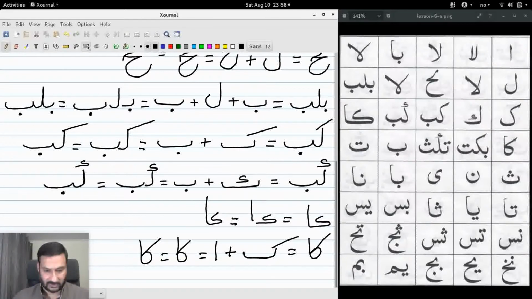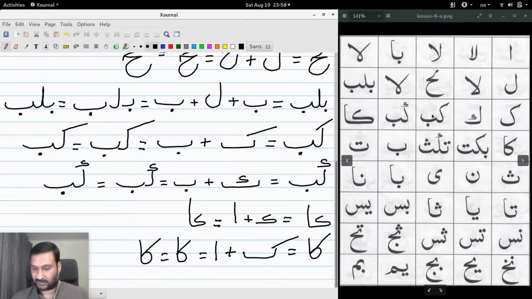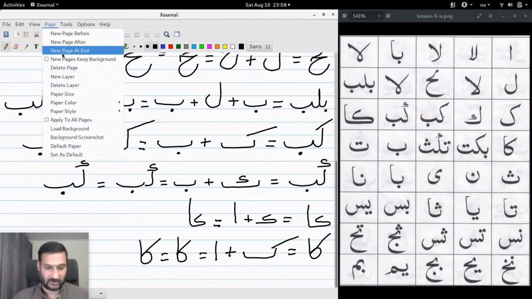And actually here I should have made a plus sign. So kaf, sorry, pencil, kaf plus alif, right. Okay, so we have reached here, kaf alif. I go to the next page.